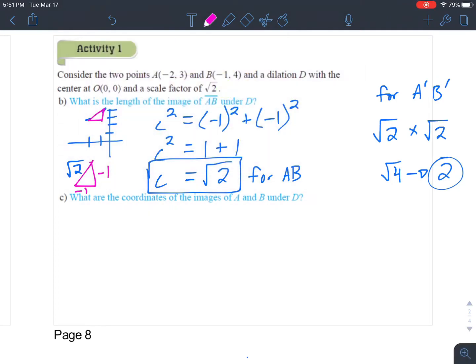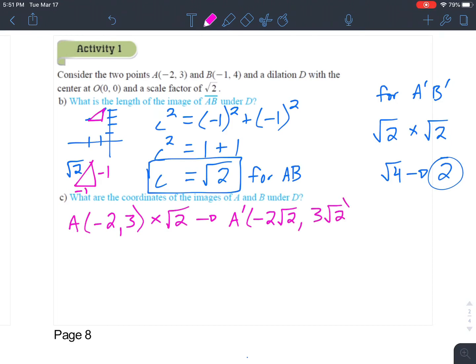Then for this last part, what are the coordinates of the images of A and B under D? Well, we just need to do A times square root of 2. There's no way we can really simplify it, so we're just going to keep it negative 2 square root 2 and 3 root 2.